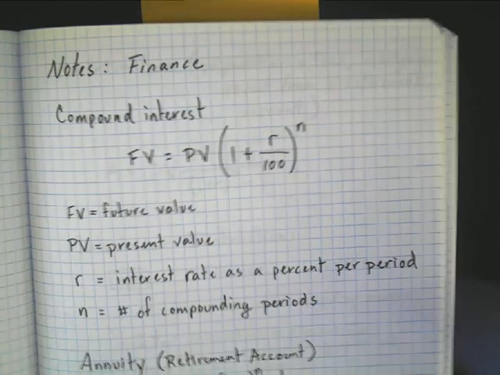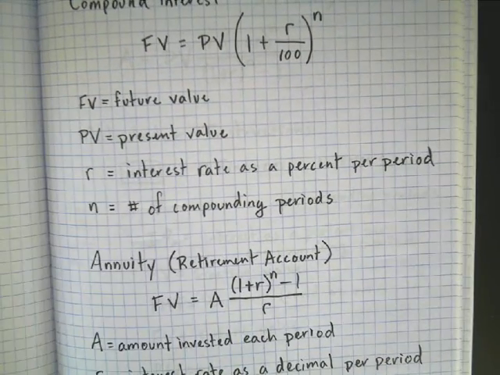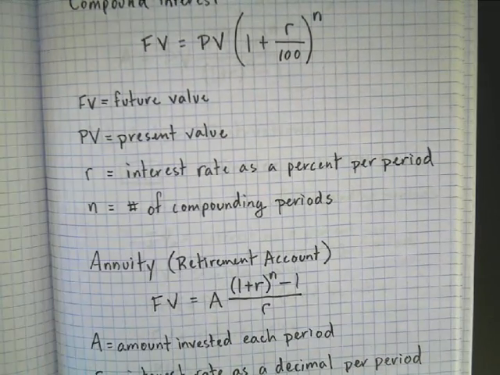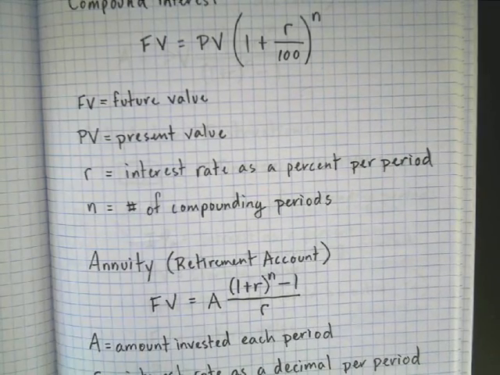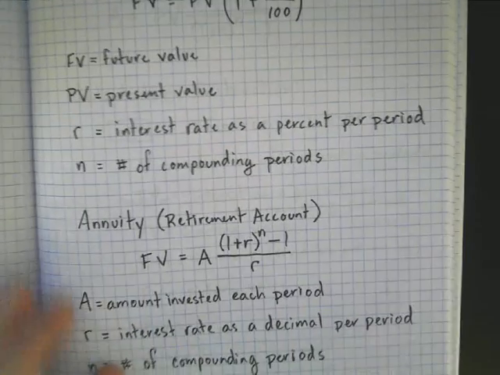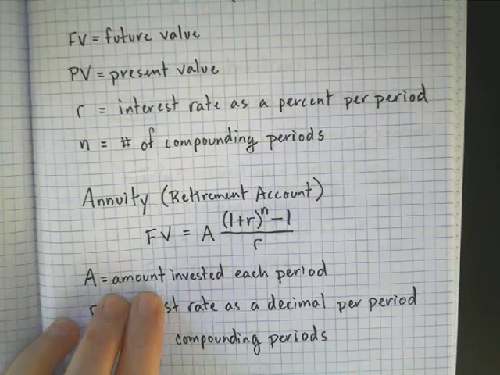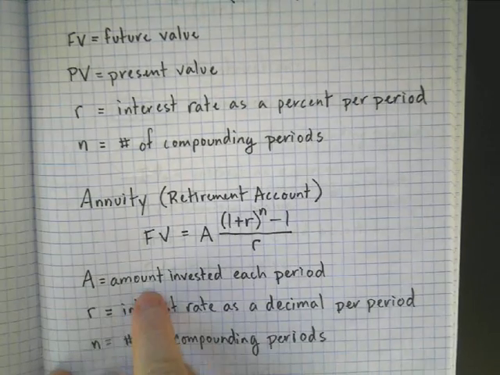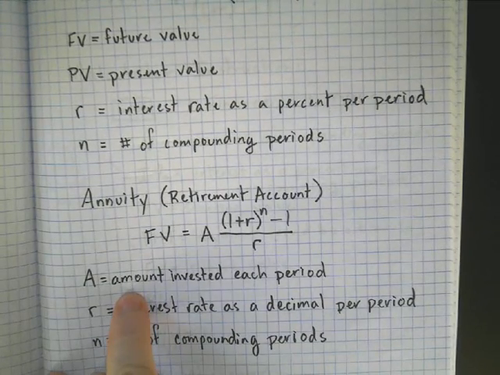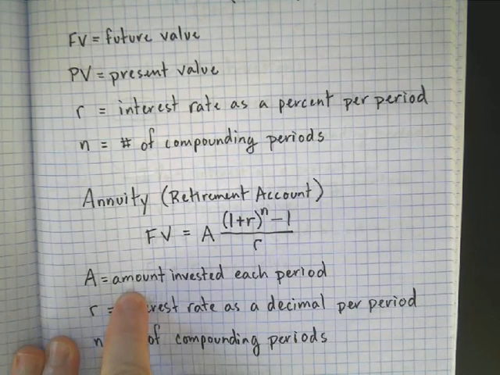All right, annuity. This is like a retirement account. So when you have a job, it's a really great idea to have a certain amount of your paycheck automatically go into a savings account. So the amount invested each period is like how much money is taken out of your paycheck and put into a retirement account. So for example, maybe you have $1,000 taken out every month and put into a retirement account.